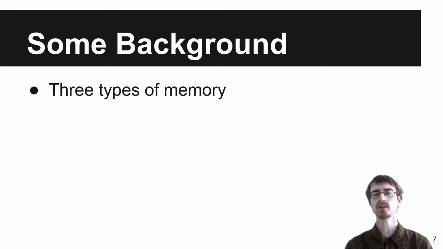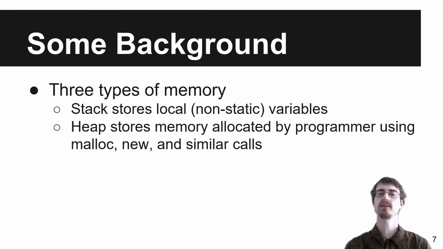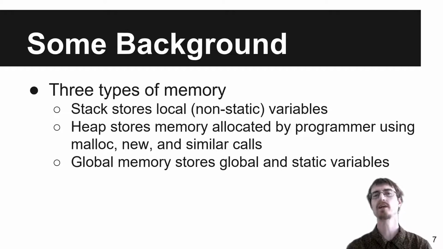Now let me give you some background that will be relevant when you're starting to exploit bugs like this. So there are actually 3 types of memory in a regular C program. One is the stack. The stack stores all the local variables that are not static. Then there is the heap, which stores memory allocated explicitly by the programmer. So this is when you use calls like malloc and new. This is memory managed by the programmer that they have to explicitly allocate and explicitly release when they no longer need it. Finally, we have global memory.